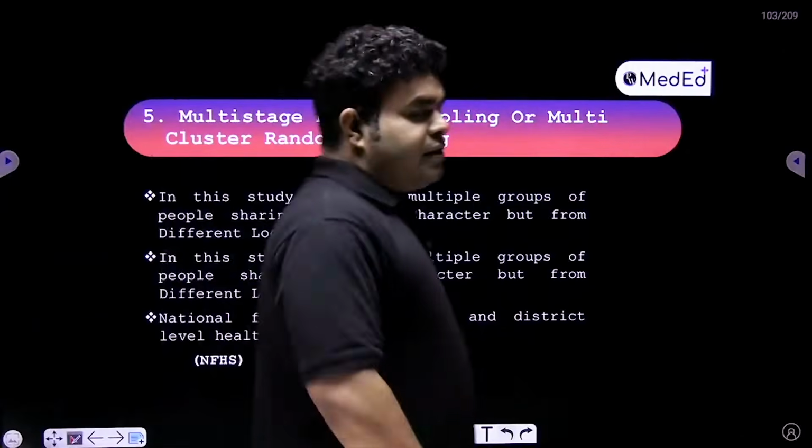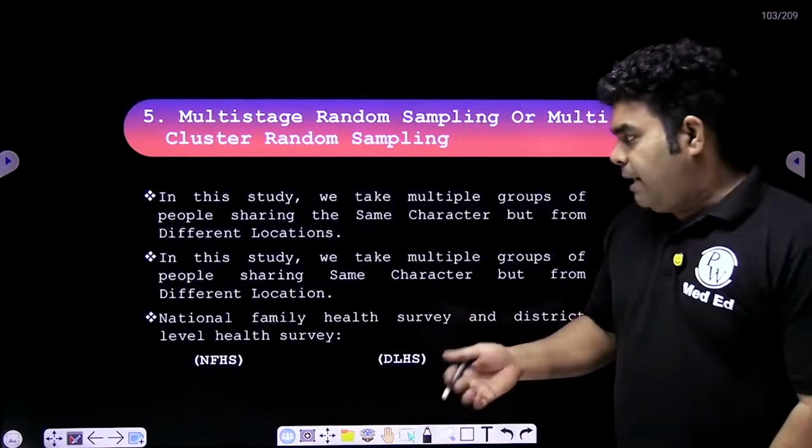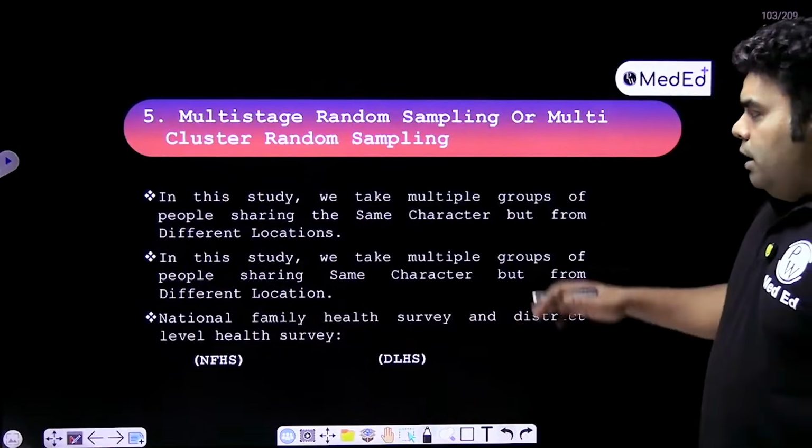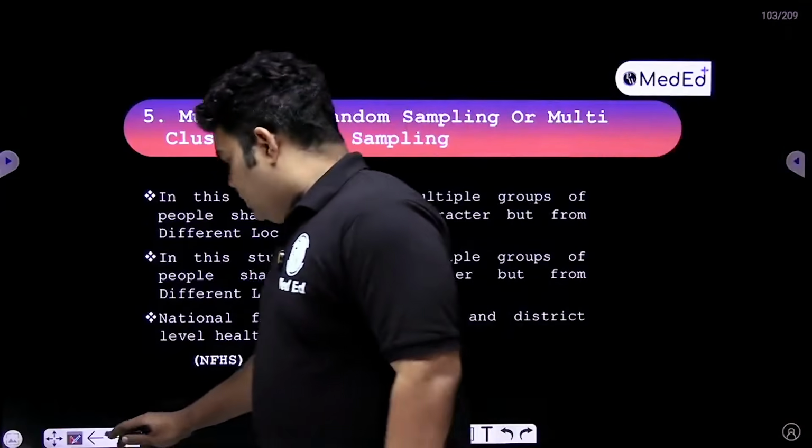What is multi-stage random sampling? We call it multiple cluster sampling. This is done in the National Family Health Survey. Let me explain this point to you with a very good example.